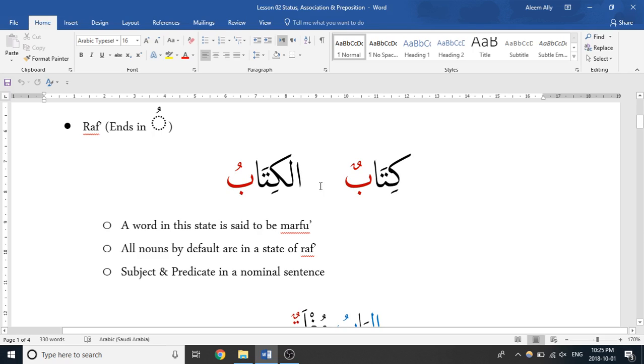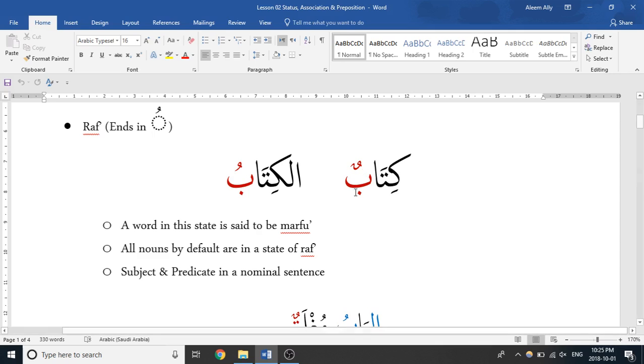So what does this actually mean, right? All nouns by default are in a state of rafa. In their default forms, they look like this, pretty much, right? They're not even definite, they're indefinite. They just look like that. And there are other things that happen around it to cause them to go into those other states, and we'll study those down below.